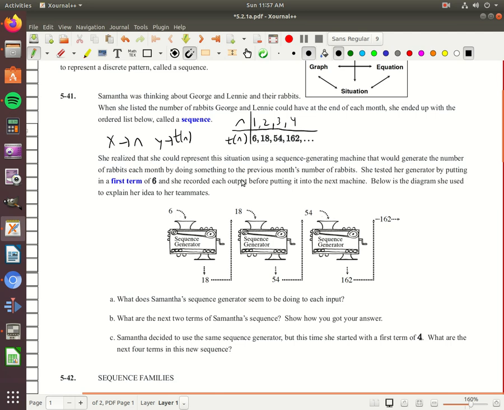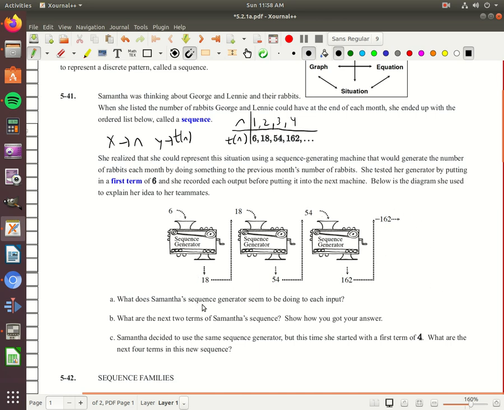She realized that she could represent this situation using a sequence generating machine that would generate the number of rabbits each month by doing something to the previous month's number of rabbits. She tested her generator by putting in the first term of 6, and she recorded each output before putting in the next one. So she put 6 in, it turned into 18. She put 18 in, it turned into 54. She put 54 in, it turned into 162, and so on.